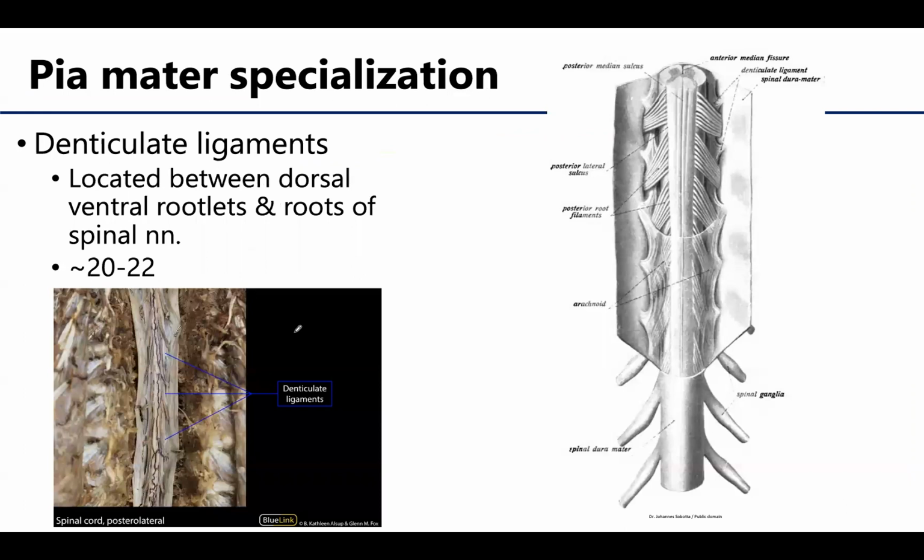The last pia specialization I want to discuss are these denticulate ligaments, which are extensions of the pia from the lateral portion of the spinal cord to attach to the dura, or the dural sac, and this will be located between the dorsal and the ventral rootlets and roots of the spinal nerve. So you can see these extending here. There aren't denticulate ligaments at every spinal cord level, but there are many, generally around 20 to 22. And similar to the filum terminale, the denticulate ligaments are playing an anchoring role, keeping the spinal cord from moving too much within the dura.